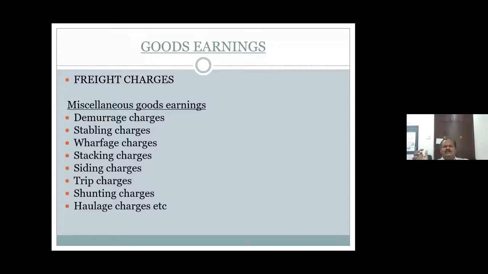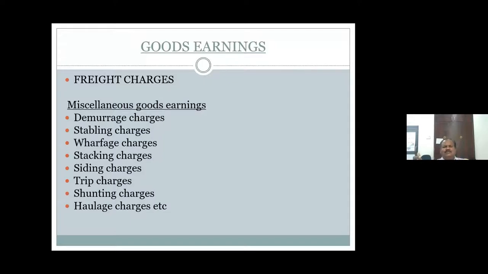Then, we have the stacking charges. This is for loading. To load a rake, we get the material from different places and stack it in the railway premises, for which we collect the stacking charges. Then we have the siding charges. Siding charges are collected for placing the wagons inside the siding. Wherever through distance is not there, siding charges are collected from the siding holders and accounted accordingly.